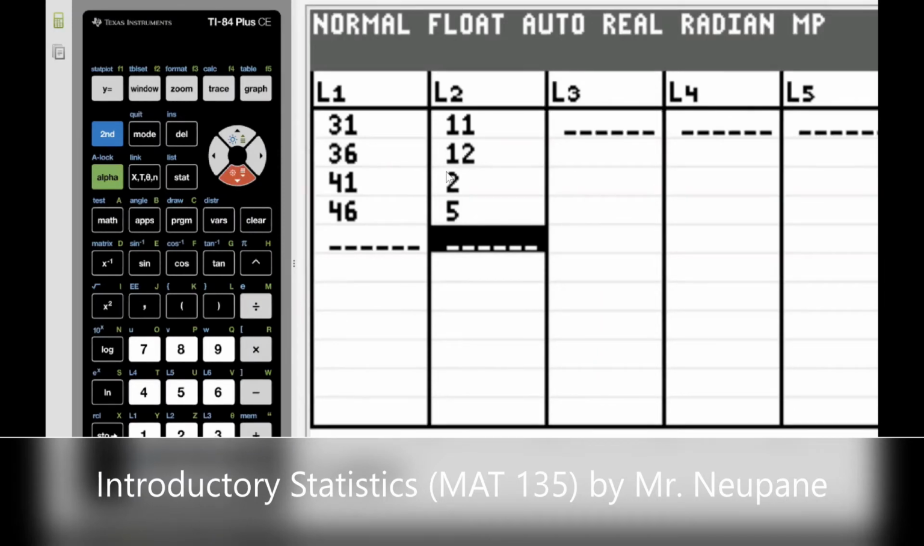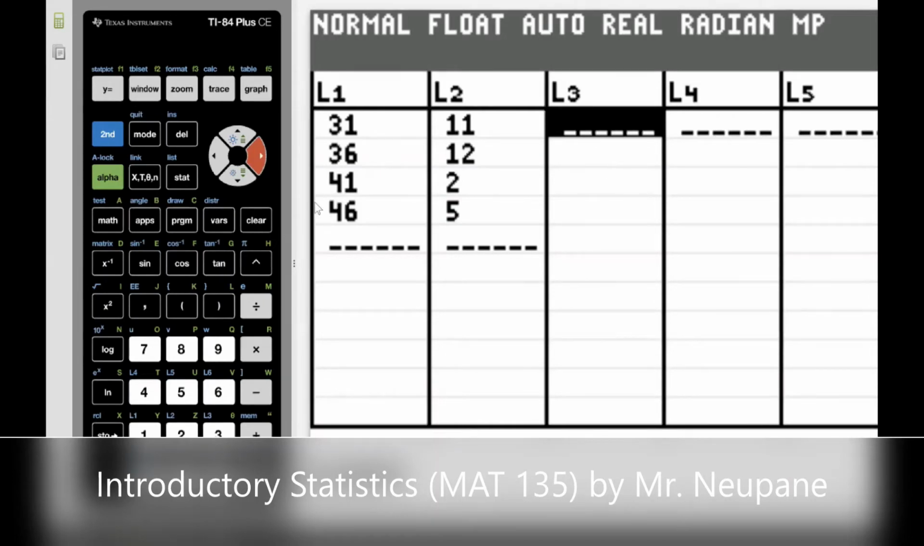Yes, no? No, sir. Okay, so in the third column, now we go to third column. If you remember, what we did was we multiplied 31 times 11, we got 341. We multiplied 36 times 12, we got 342. 41 times 2, we got 82. And then 46 times 5, we got 230. We multiplied manually. Now what we are going to do is, we just have 4 pieces of information.